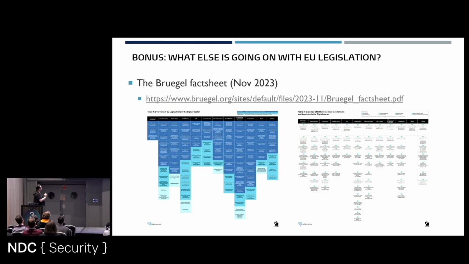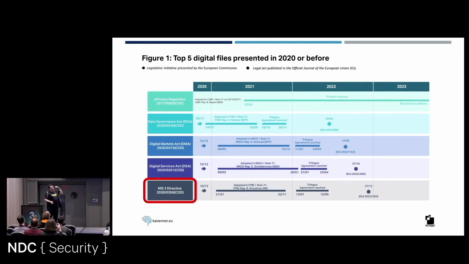there's this link to a fact sheet, and it's really cool. This was published back in November of last year, and it's an overview of what's going on with the EU legislation, both in terms of the laws and directives that are in effect or are supposed to be coming soon into effect in the digital sector, and any enforcement mechanisms and agencies for each of those verticals. And they also have an overview of what went through in recent years.